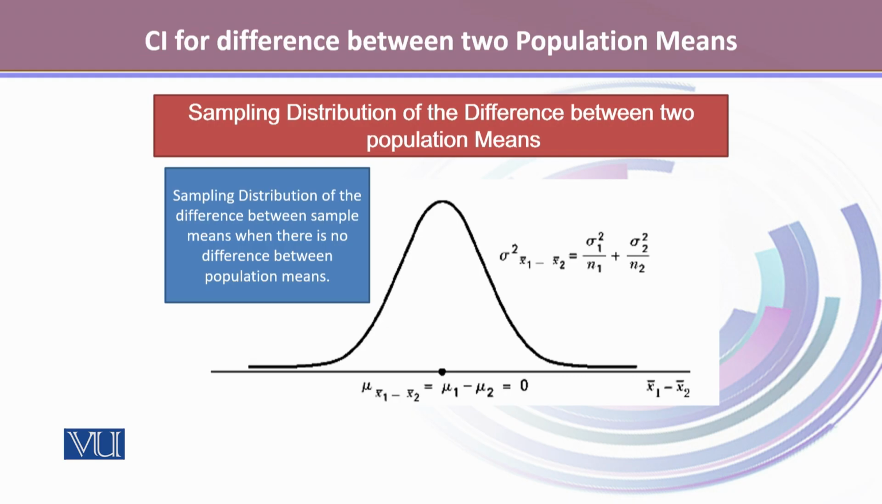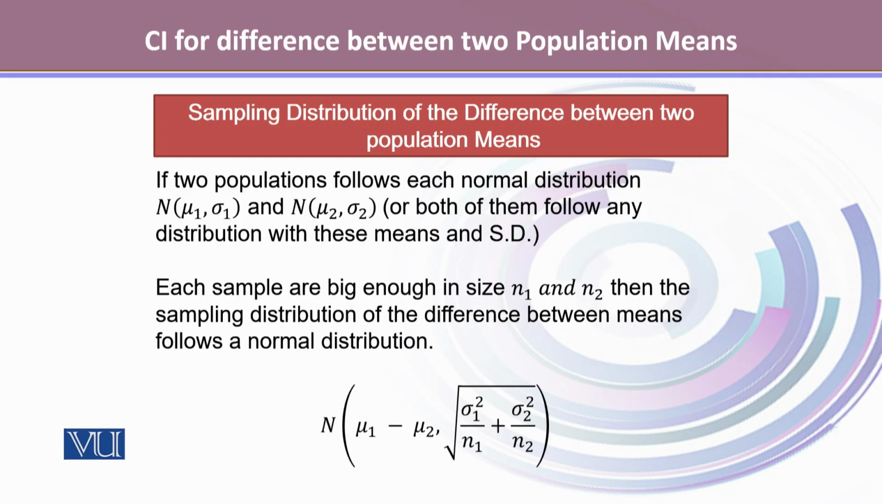And the standard error of the sampling distribution can be given as the square root of the individual variances, that is sigma 1 square over n1 plus sigma 2 square over n2. So you take these two standard errors and take the square root of it.